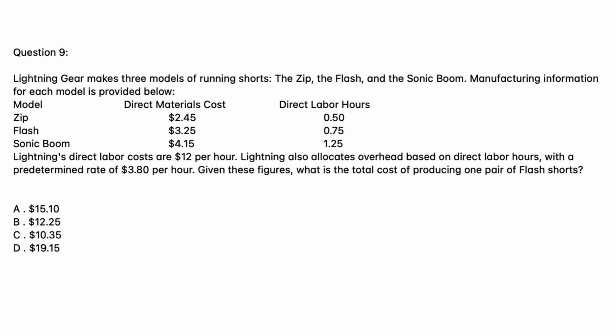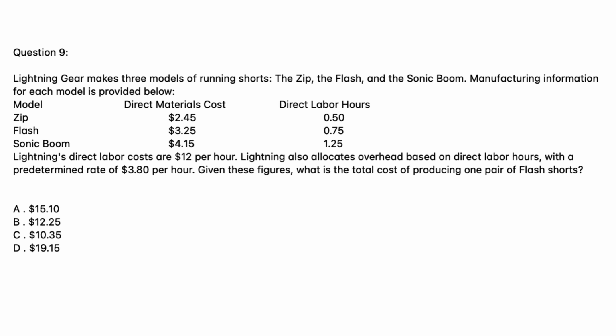Question 9. Lightning Gear makes 3 models of running shorts, the Zip, the Flash, and the Sonic Boom. Manufacturing information for each model is provided below. Zip: direct materials cost $2.45, 0.50 direct labor hours. Flash: $3.25, 0.75. Sonic Boom: $4.15, 1.25. Lightning's direct labor costs are $12 per hour. Lightning also allocates overhead based on direct labor hours, with a predetermined rate of $3.80 per hour. Given these figures, what is the total cost of producing one pair of flash shorts?